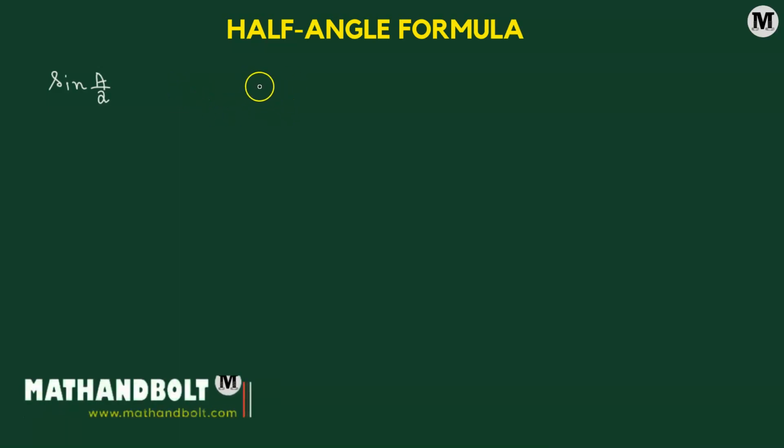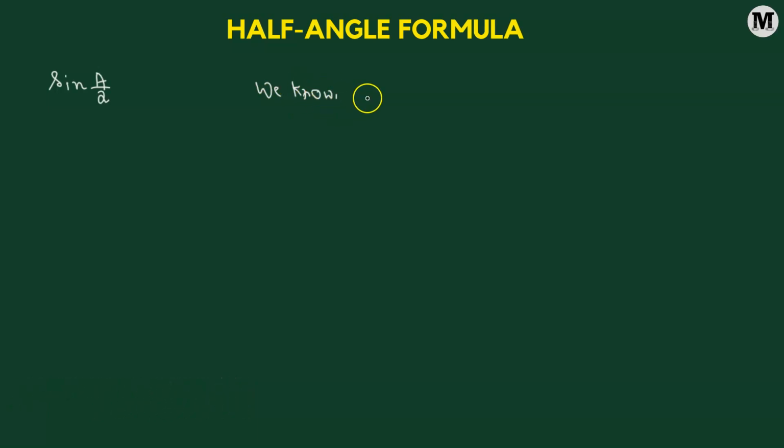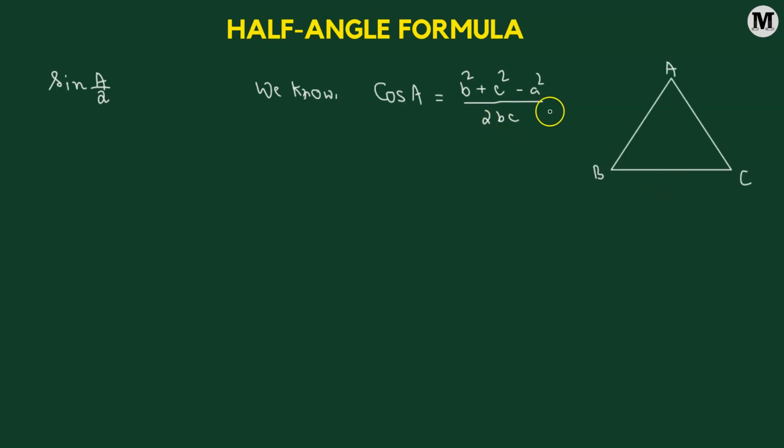So we know that if we have cosine of an angle A, that's given by b squared plus c squared minus a squared divided by 2 times bc, where a, b and c are going to represent the sides opposite to the vertex A, vertex B and vertex C respectively.